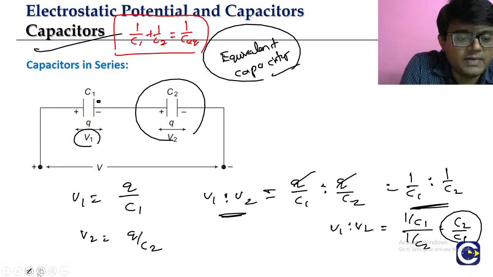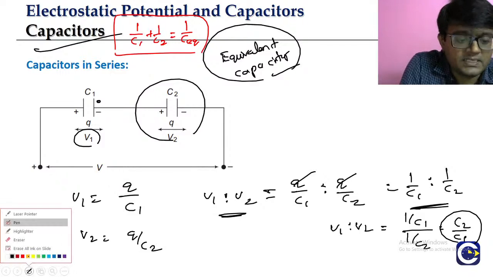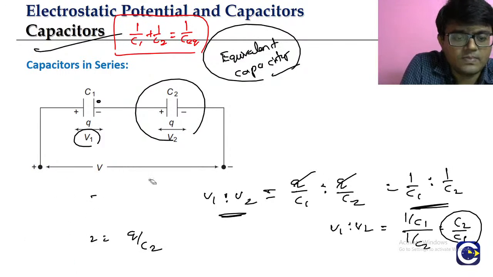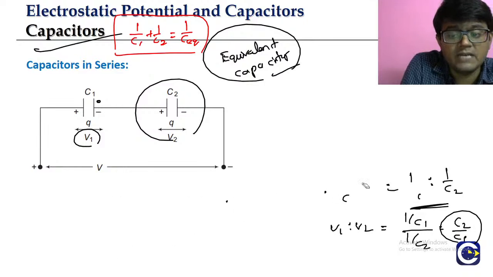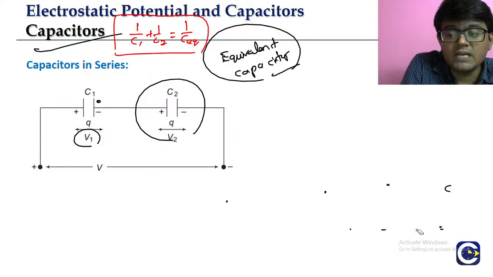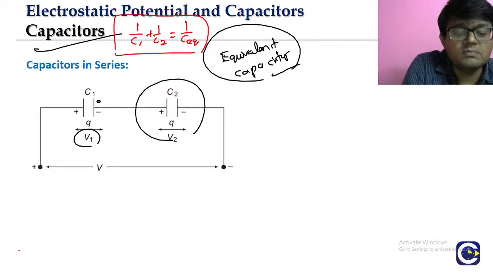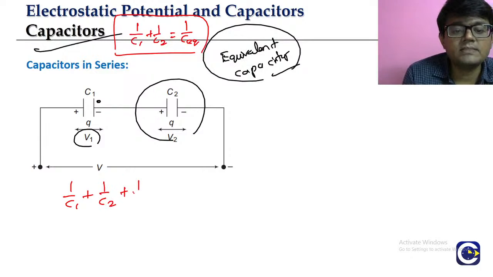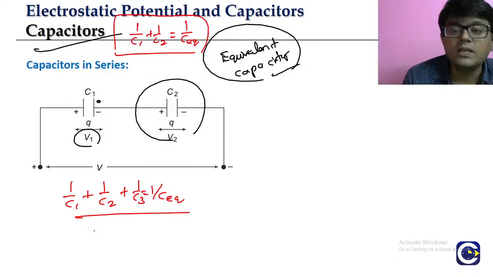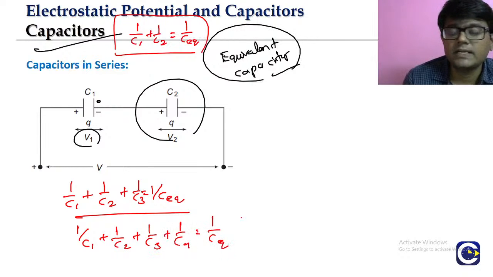But normally we'll have many capacitors. It is not like we'll have only two, right? We can sometimes have many capacitors. If you have many capacitors, what relation will come? The equivalent capacitance formula will be similar. Suppose you have three capacitors in series. What is it? 1 by C1 plus 1 by C2 plus 1 by C3 will be equal to 1 by C equivalent. If you have four of them, 1 by C1 plus 1 by C2 plus 1 by C3 plus 1 by C4 is equal to 1 by C equivalent.